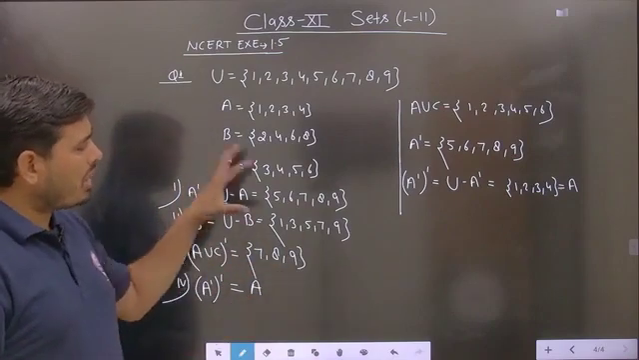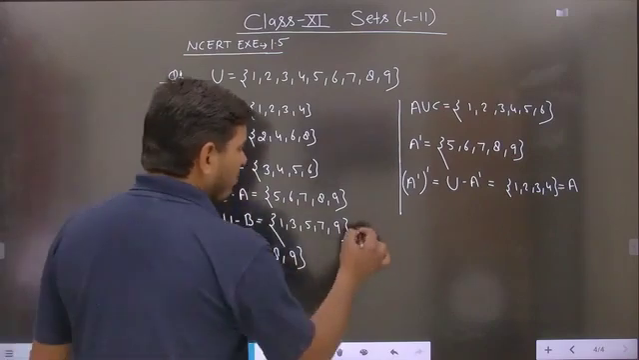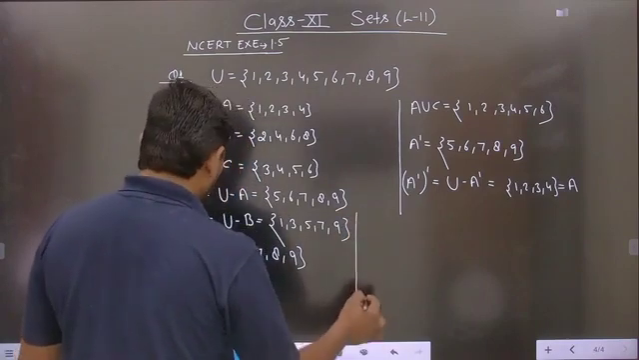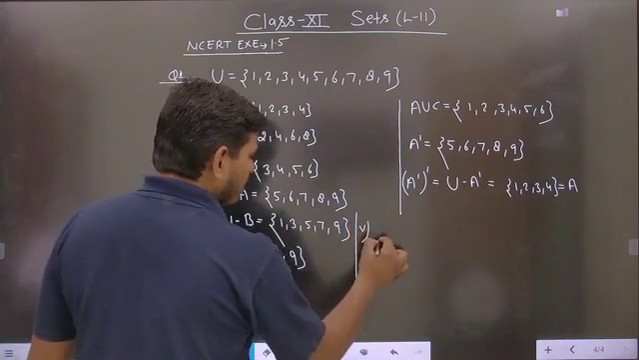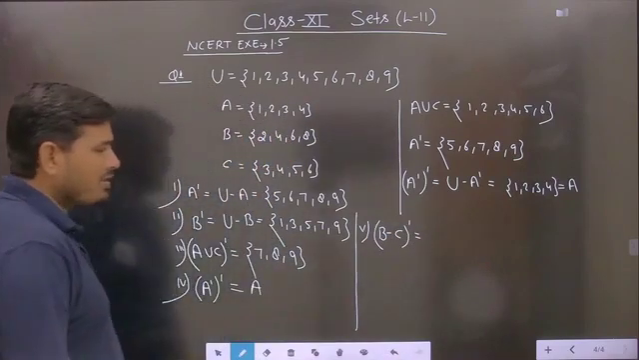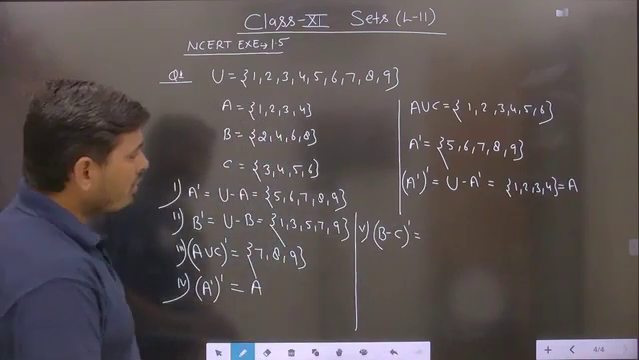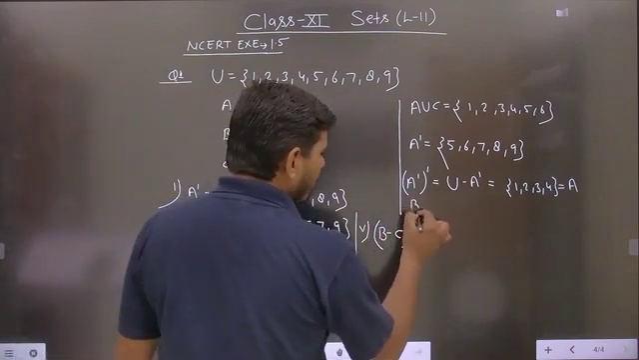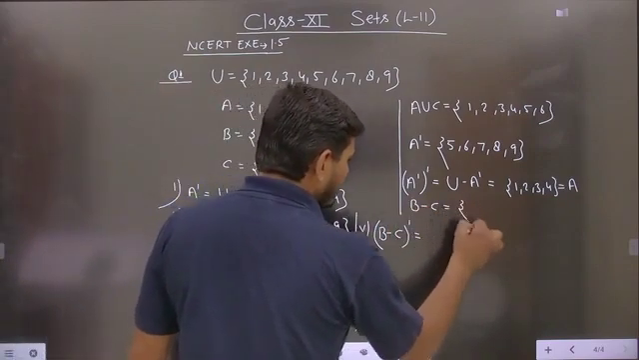But the questions have to be simplified very systematically here. Next, suppose in the next part we have to calculate (B minus C) whole dash. First of all, we have to calculate the answer of B minus C. So how is B minus C obtained?